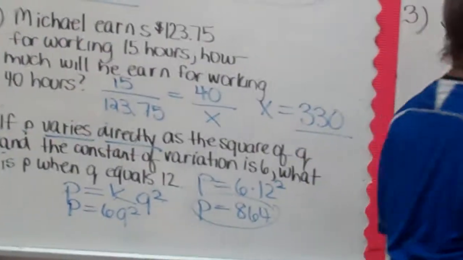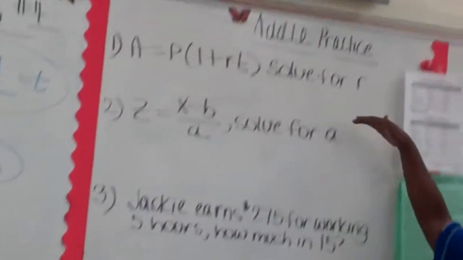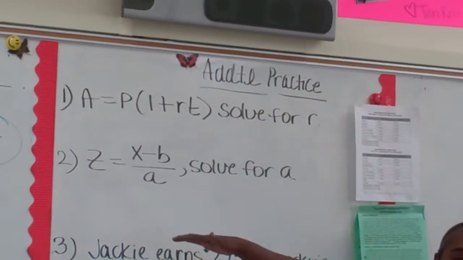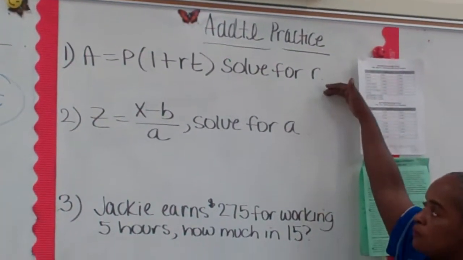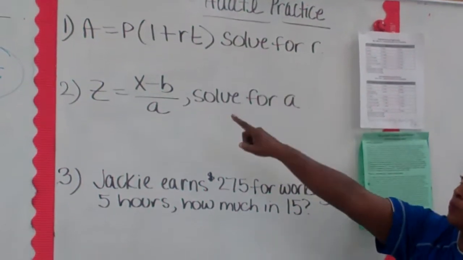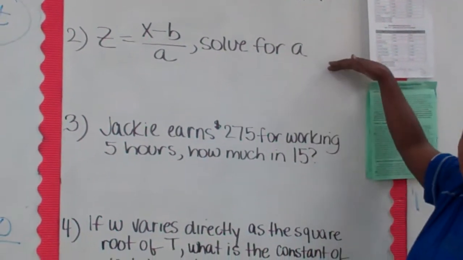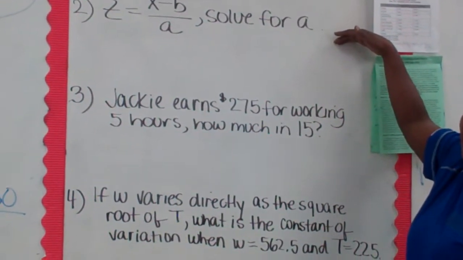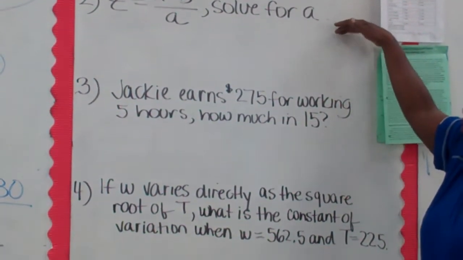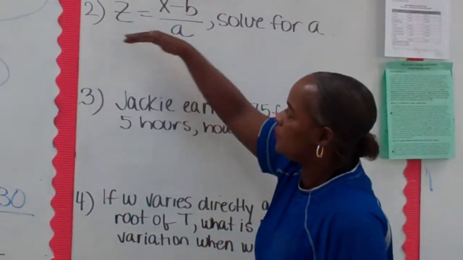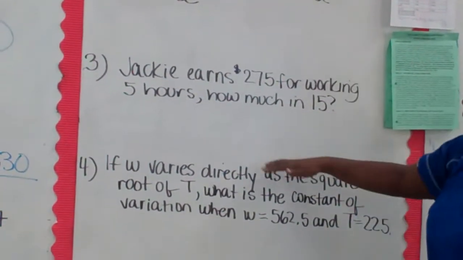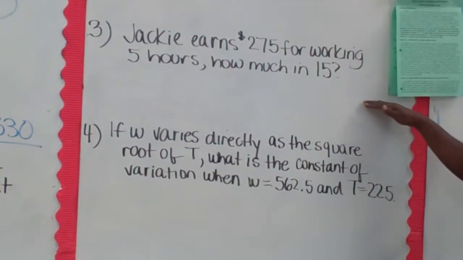All right, on the other board, I have the additional practice to go with it. Number 1 is the same formula as number 1 in the video. You're going to be solving for R this time. So get rid of your P, get rid of your 1, get rid of T. All right, the next problem, same formula, but you're solving for A this time. So what you want to do is multiply by your A and then divide by your Z, and you'll be done.